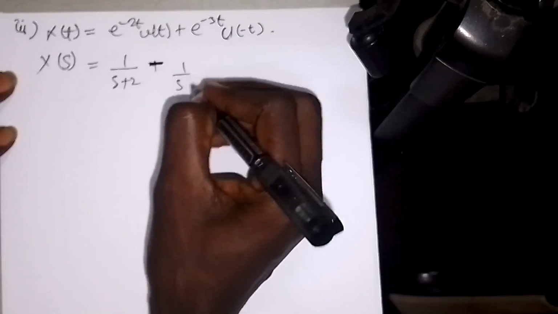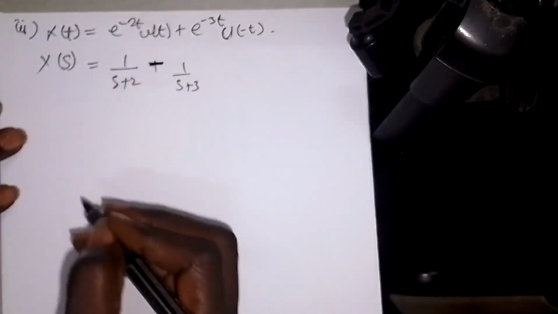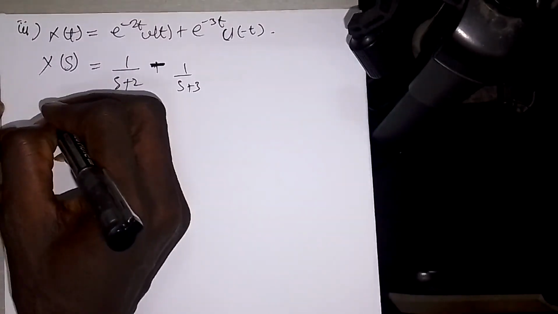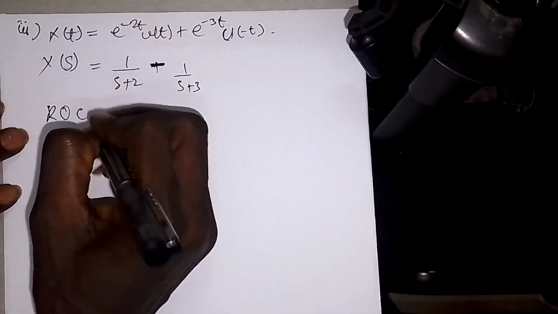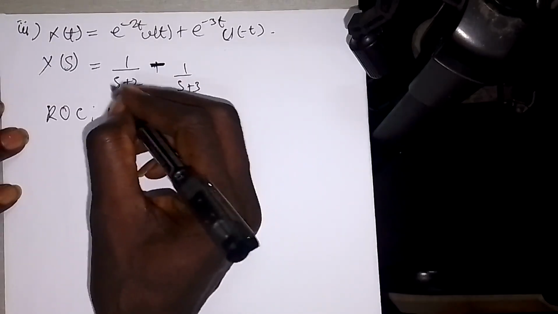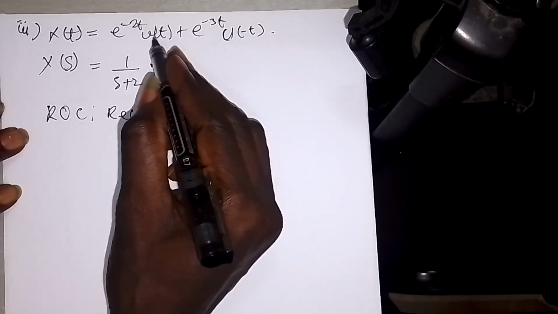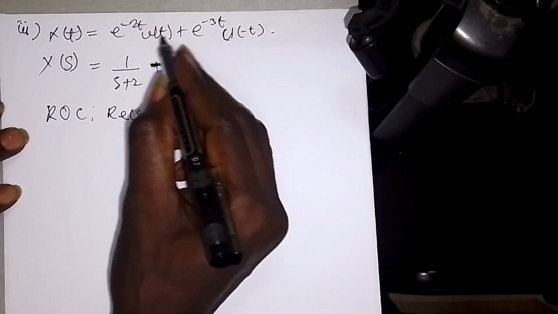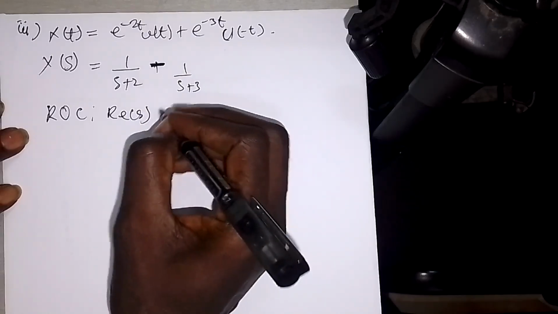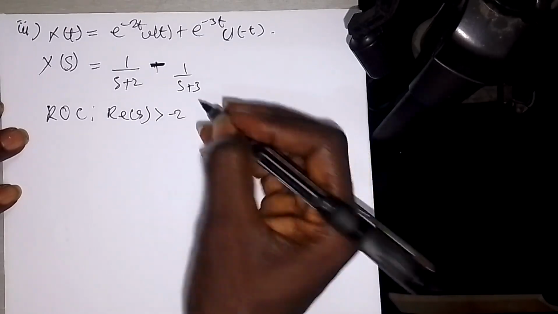Okay, so here s plus what? 3. And what is going to be our region of convergence? Our region of convergence, which is ROC, we're going to have RE of s. With respect to this one, you see that it's in the positive region of the X-axis. This u of t is positive, so it's going to be greater than minus 2.